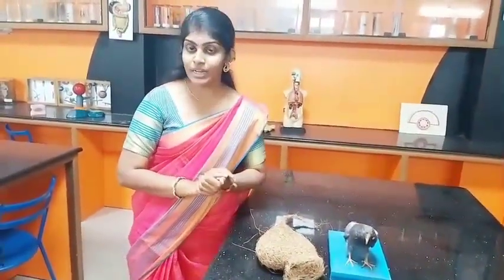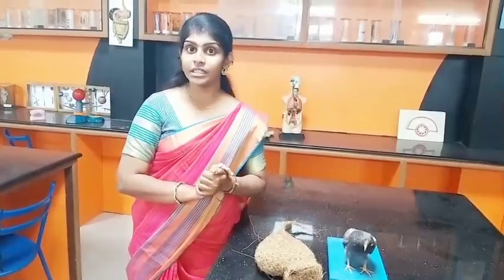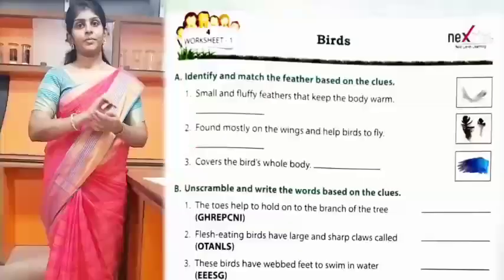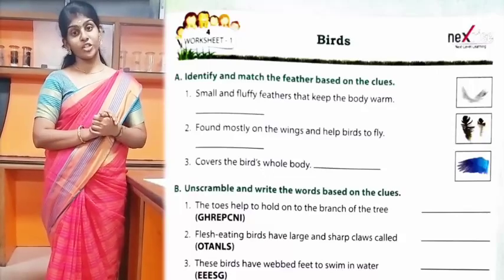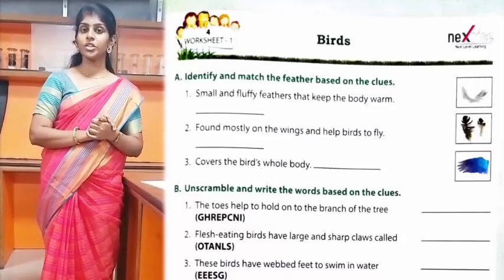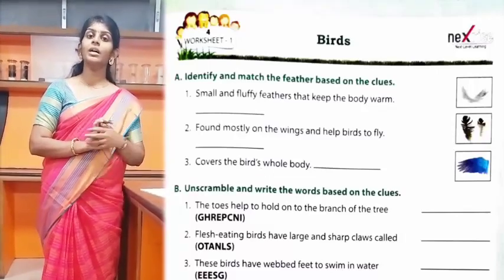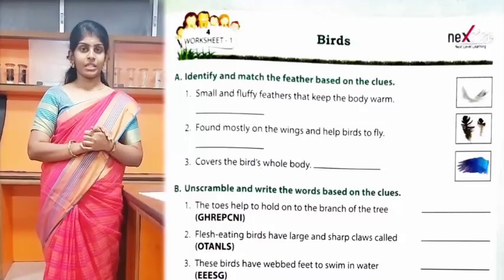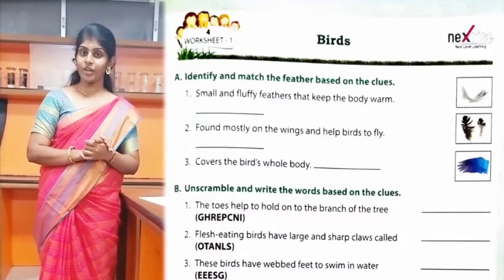And the last one is the nest of eagles. Eagles always used to make nests at high places like the mountain tops or the top of the tree and so on. Now we have few questions in our workbook related to the birds and the body parts of the birds. Are you ready to answer the questions, children?